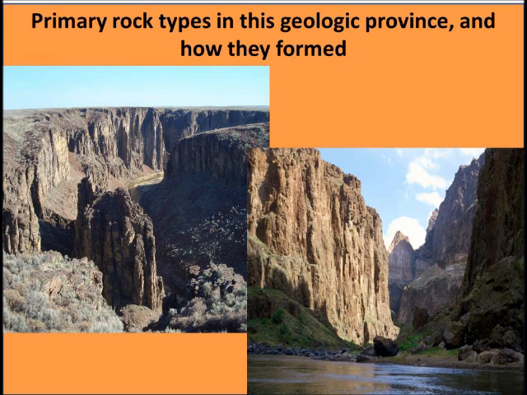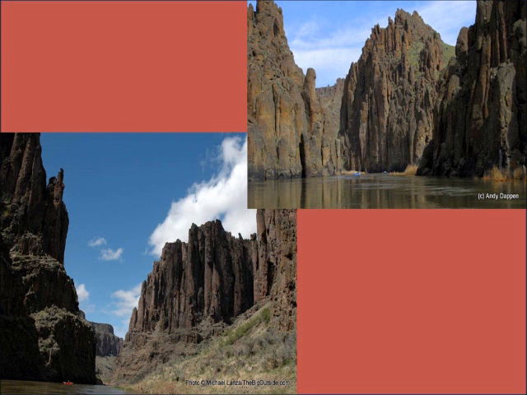What are the primary rock types in this geological province, and how did they form? The primary rock types in the Owyhee Volcanics is rhyolite lava flows. The rhyolite lava flows formed by ignimbrite eruptions around 16 million years ago. These lava flows were caused by high temperature, high pressure eruptions that are unique to only the Owyhee Volcanics.